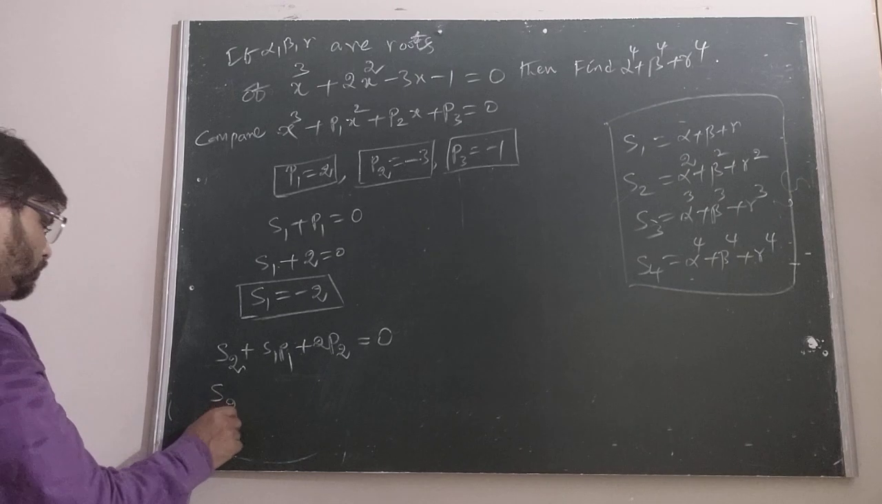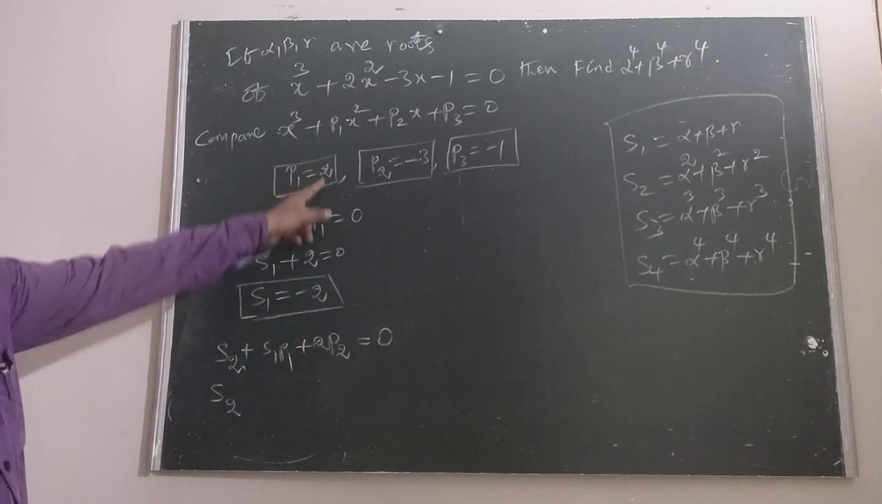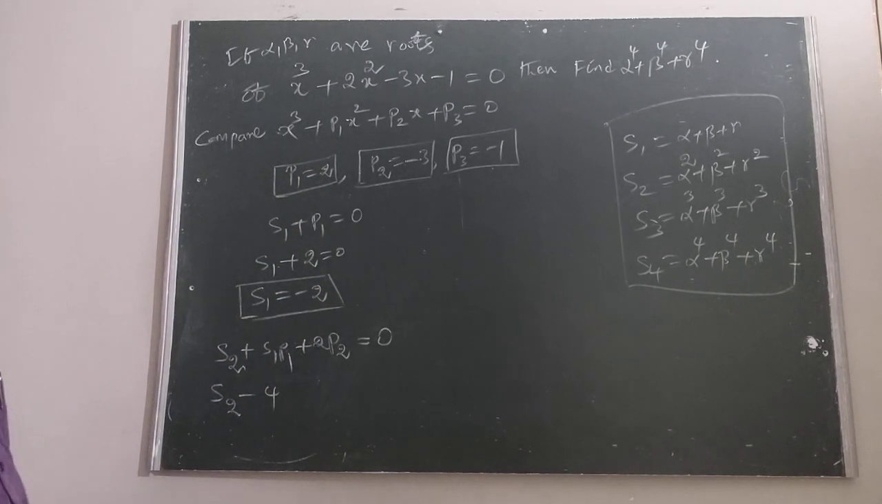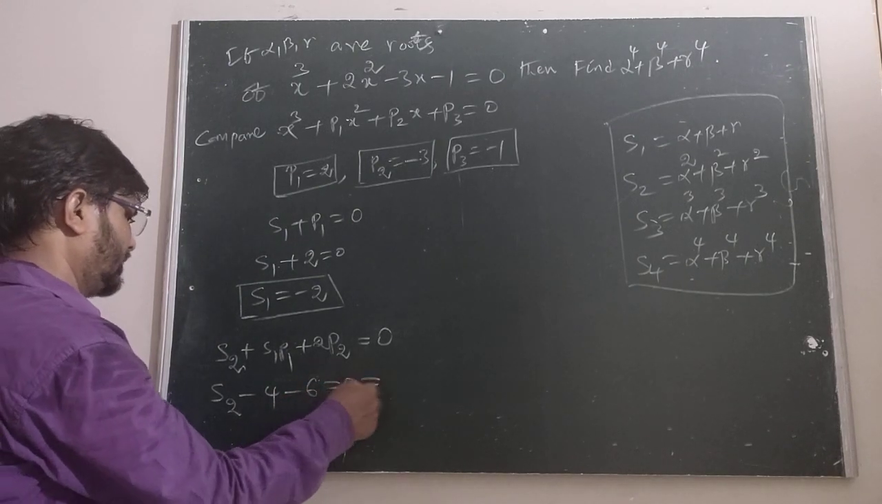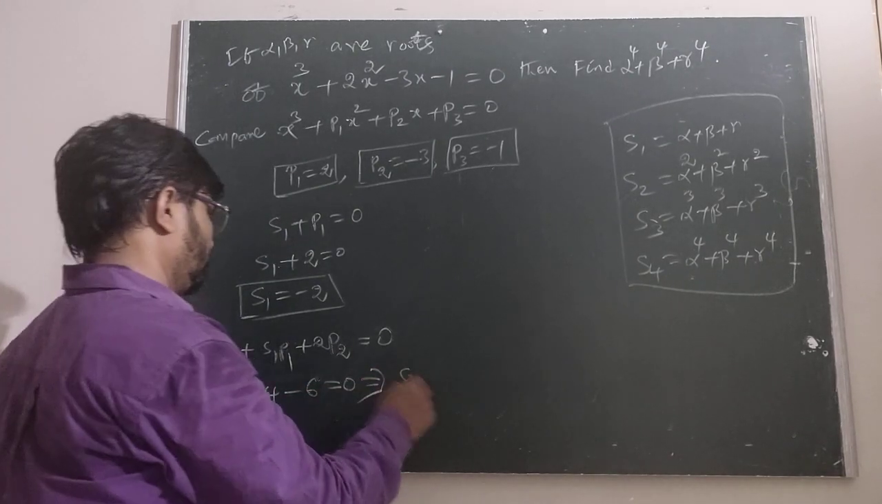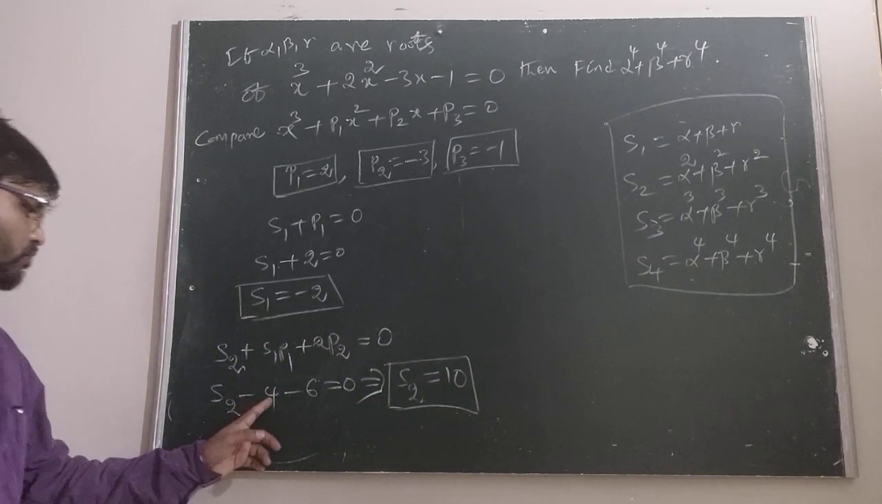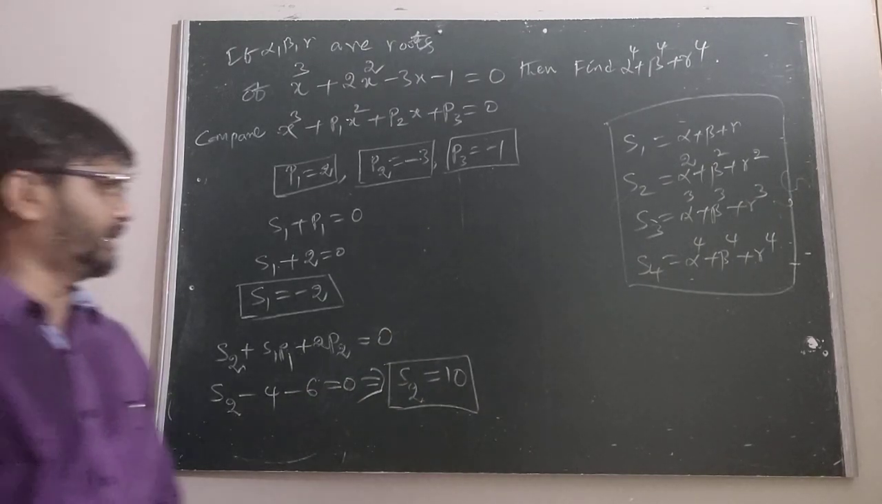Now S2, S1 P1 is minus 2 into 2 is minus 4, 2 P2 is minus 6. That implies S2 is 10. S2 is 10, minus 4, minus 6, minus 10, then it will be sending the other side, plus 10.